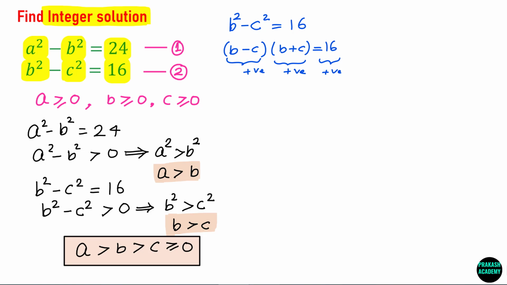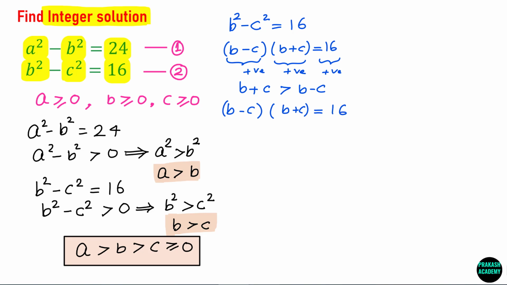So this is the first observation. And the second observation is, since b and c are positive numbers, the sum of these two numbers will be greater than the difference of the two numbers. This means I can say b plus c is greater than b minus c. Now see, with this condition, I can limit the solution set. On this side we have 16, so let us analyze this again: b minus c into b plus c is equals to 16.